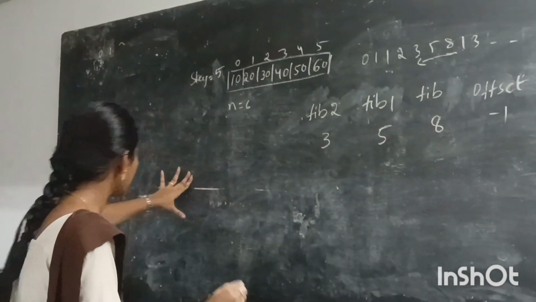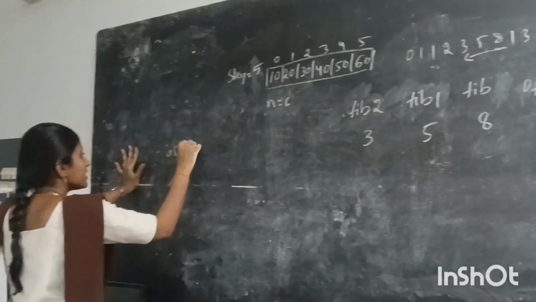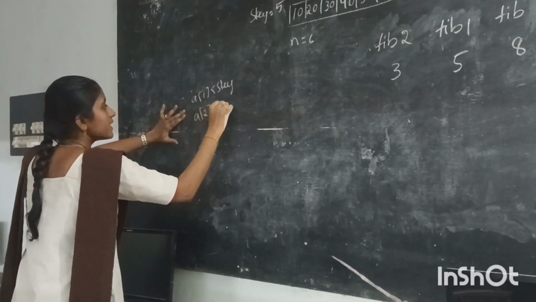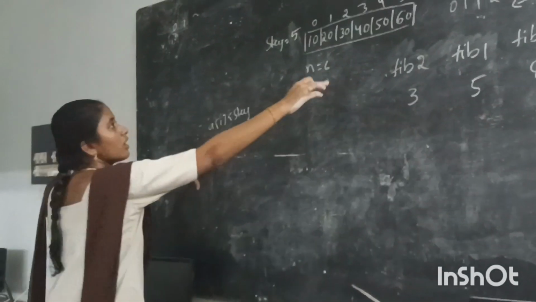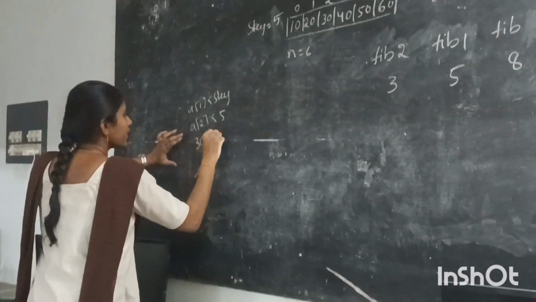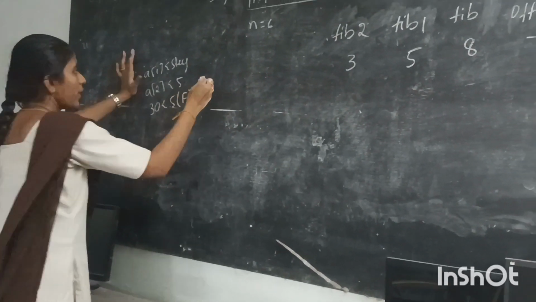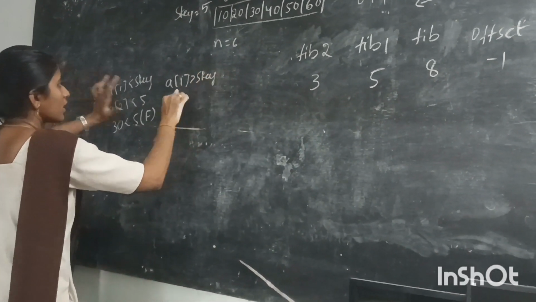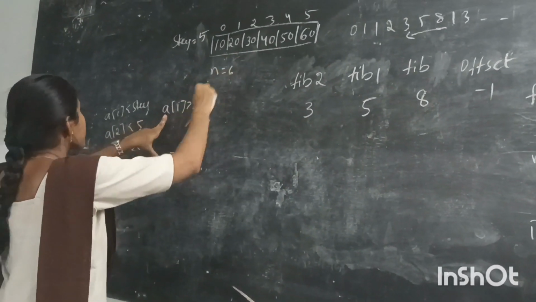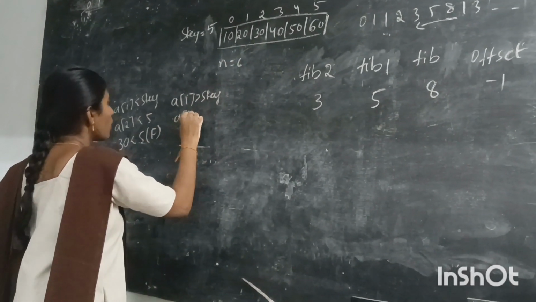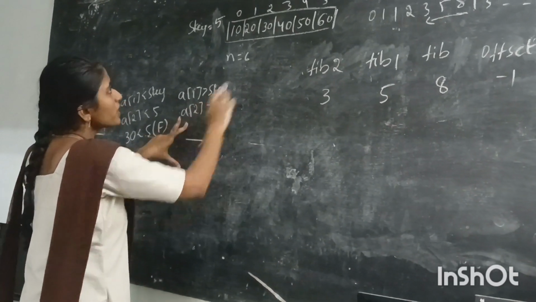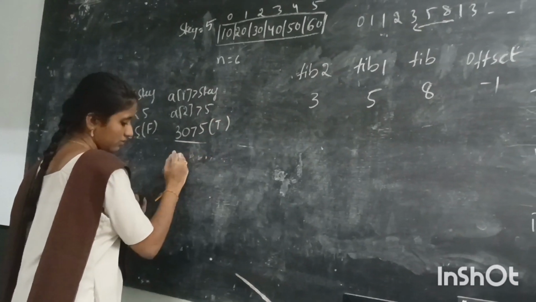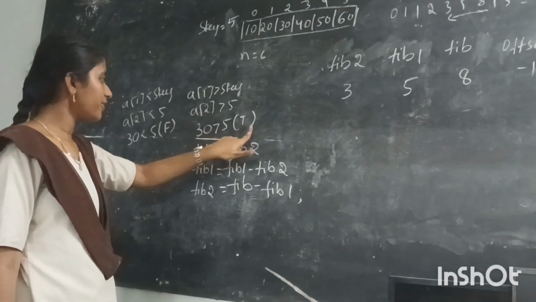Now let us check A of I less than search key. A of I means A of 2. A of 2 less than 5. A of 2 means 30. 30 less than 5, condition will be false. So we have to check A of I greater than search key. A of 2 means 30. 30 greater than 5, condition will be true.